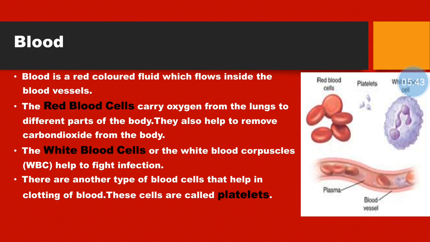They also help to remove carbon dioxide from the body. As I already told you, the function of the blood. So those functions have been divided among the blood vessels and the blood cells, which will do the function. Okay, so as I told you, the red blood cells will carry the oxygen from the lungs to different parts of the body, and they also remove the carbon dioxide from the body.